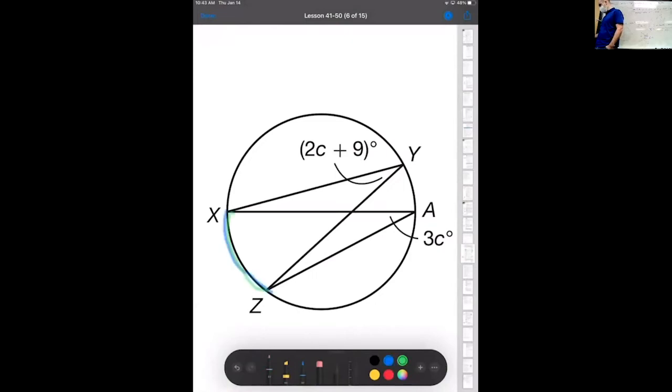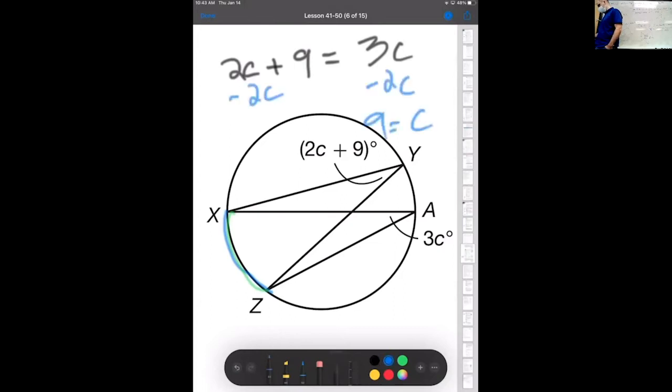Right? So if they intercept the same arc, then we can set these equal to each other. So we can say 2C plus 9 equals 3C, which would be C equals 9. Okay? So what's the measure of the angle? You plug 9 back in. So 2 times 9 is 18, plus 9 is 27 degrees. And then 3 times 9 is also 27. Just check to make sure it's the same thing. It should be the same thing, and it is. So there you go.